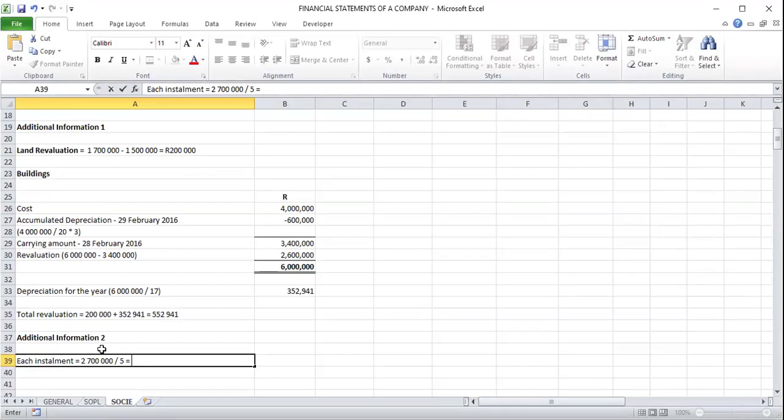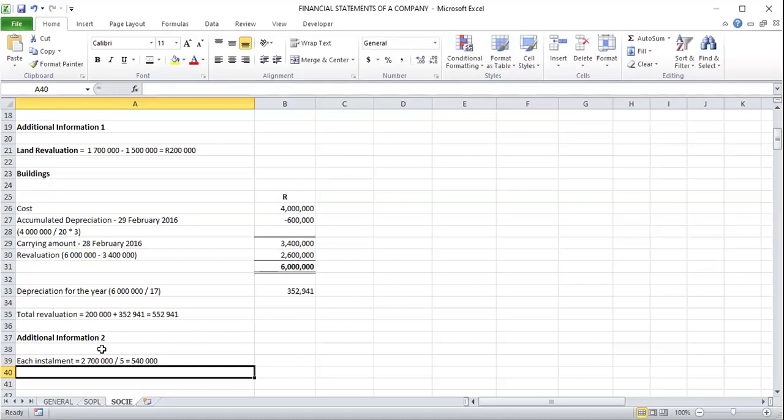Right, what do we get? 540,000. Right. Then the original loan would be equal to 2,700,000 plus 540,000. What do you get?